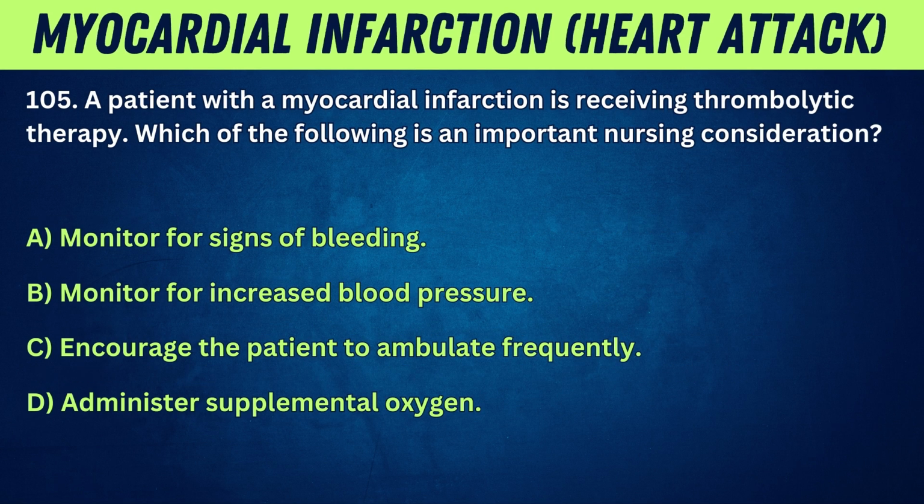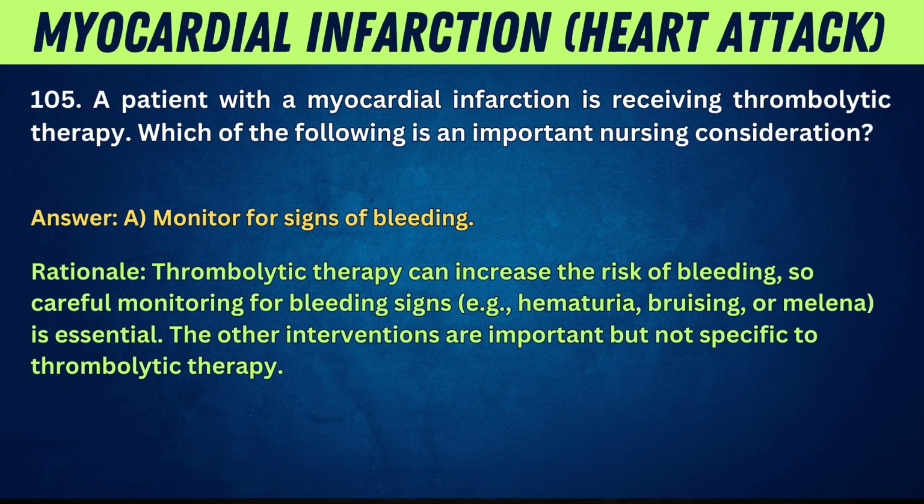105. A patient with a myocardial infarction is receiving thrombolytic therapy. Which of the following is an important nursing consideration? A. Monitor for signs of bleeding. B. Monitor for increased blood pressure. C. Encourage the patient to ambulate frequently. D. Administer supplemental oxygen. Answer: A. Monitor for signs of bleeding.